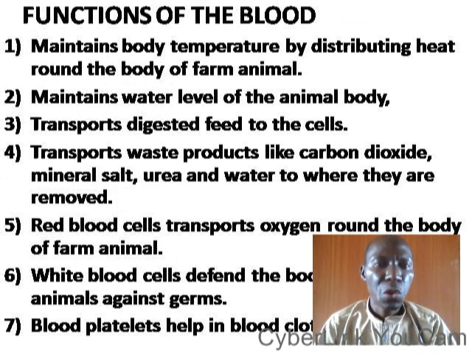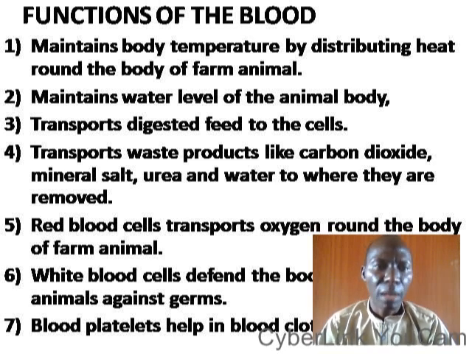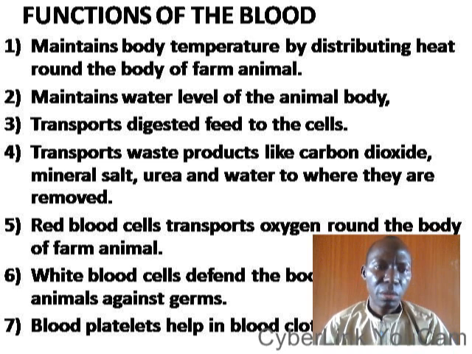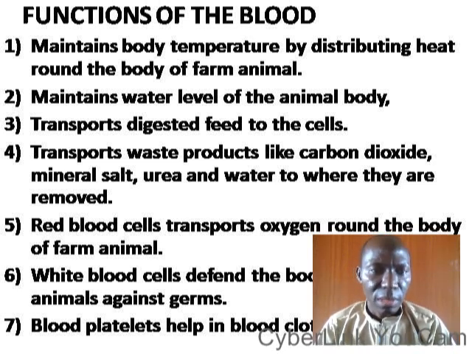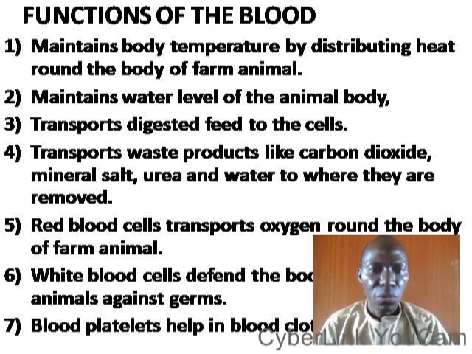Now let us look at the functions of the blood. One is that it maintains body temperature by distributing heat around the body of the farm animal, because as the blood moves from one part of the body to another, the heat is being distributed. Number two, it maintains the water level of the animal body, because as I told you, the blood is a liquid medium, okay. So it carries away water as it moves, and this is why we say that it maintains the water level of the animal. It also removes water.